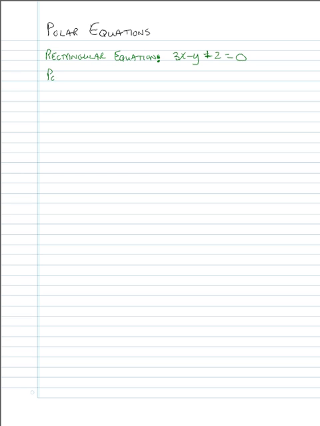Usually we like to say y is equal to, so obviously we could rewrite that a little differently, and we could say y is equal to 3x plus 2, and then we more readily would recognize it as that of a line.